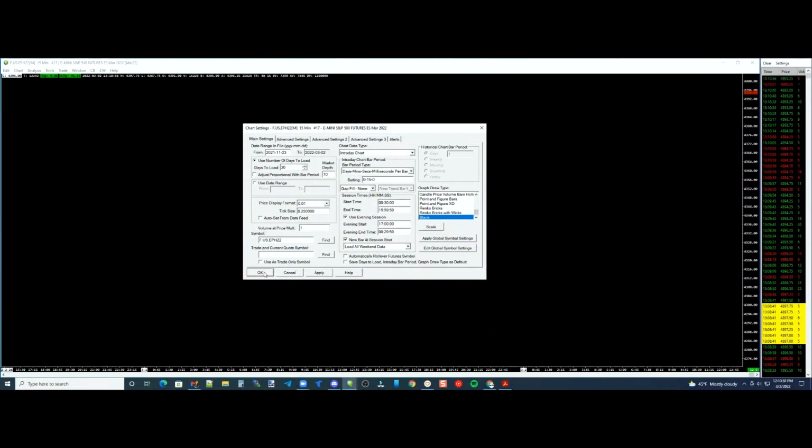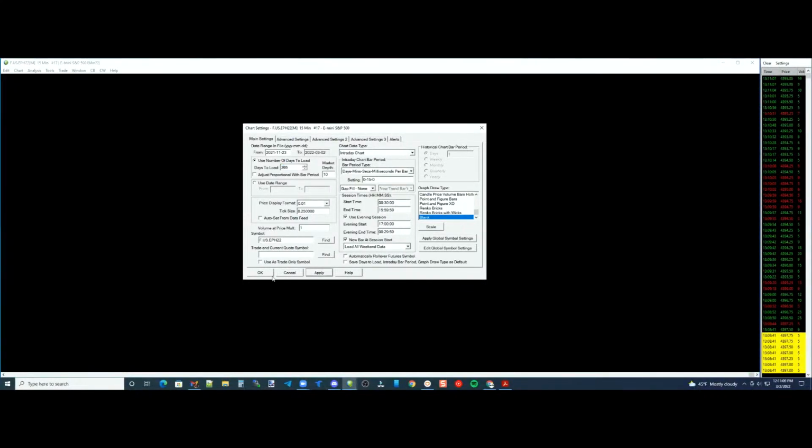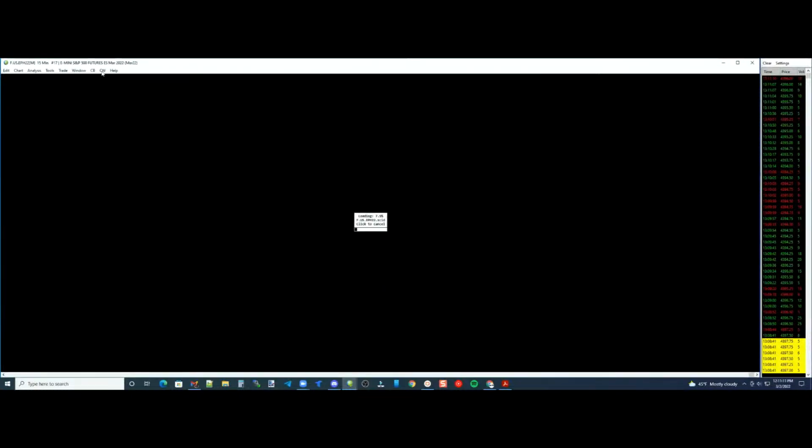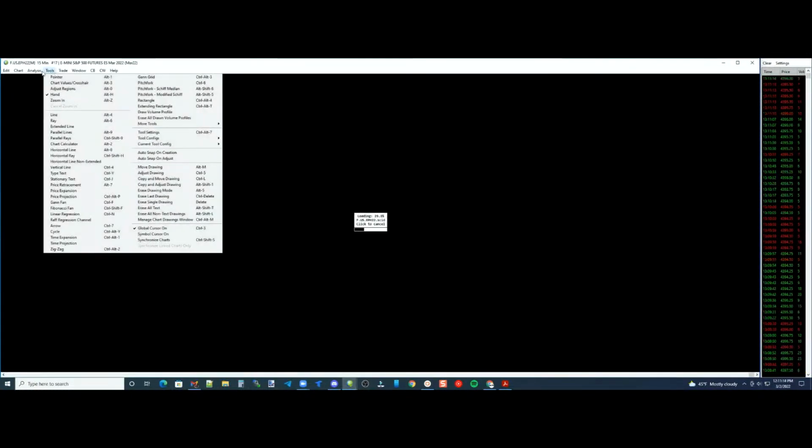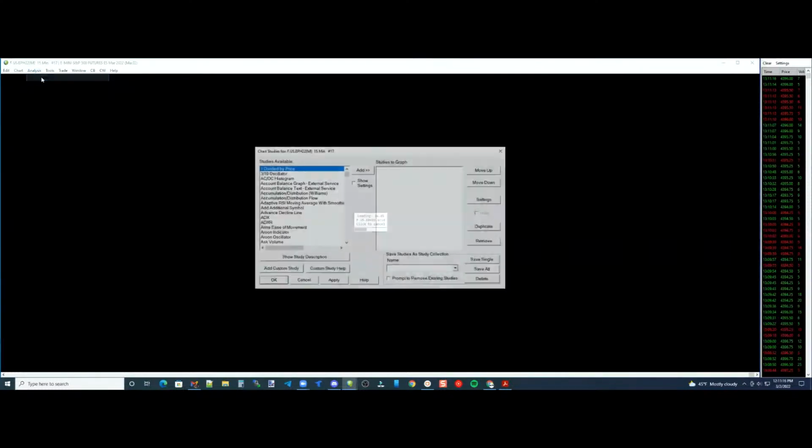So we've got this right here. I've set it up to a 15. I don't need the candlesticks, and it's the ES chart. I would tell you right off the bat, put in 365 days. While that's loading up, I'm going to go under analysis, and we're going to add some studies.